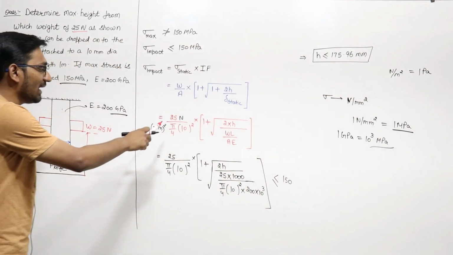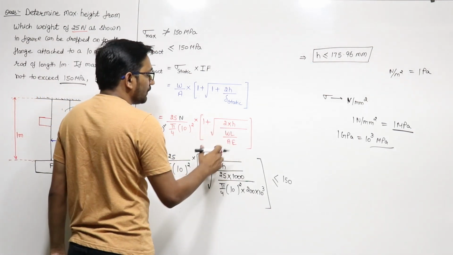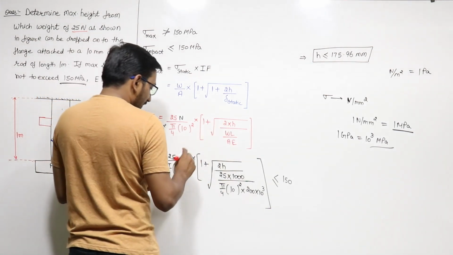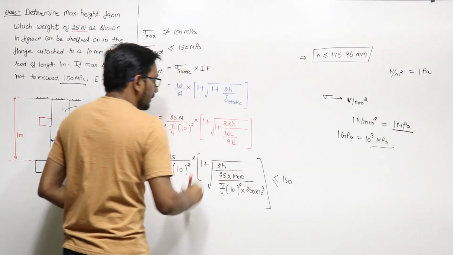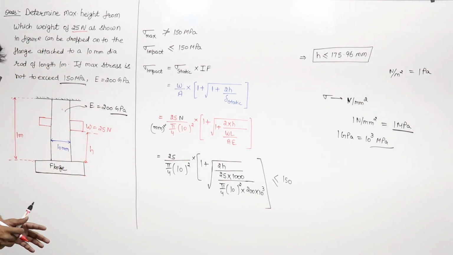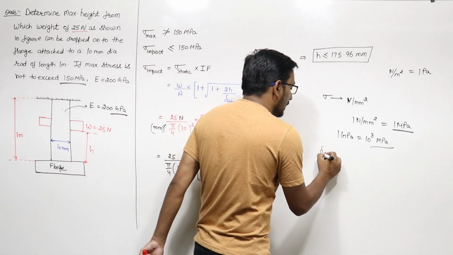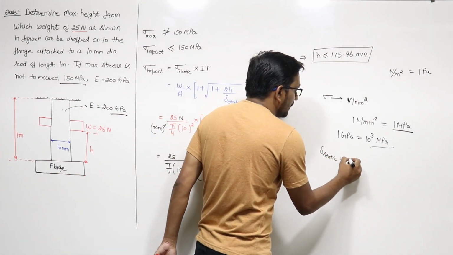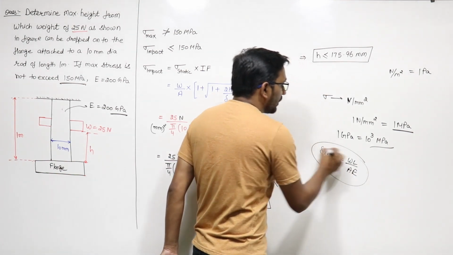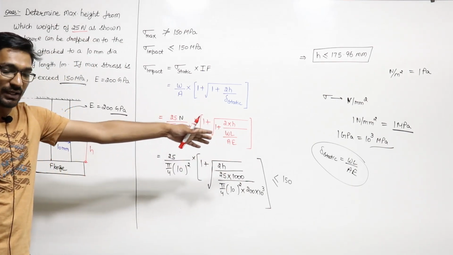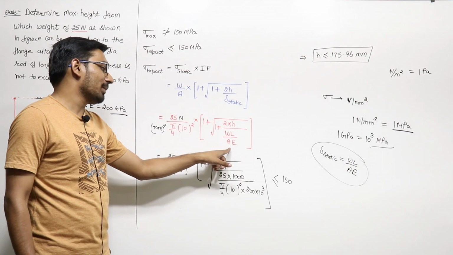So this is 25 upon area, pi by 4 d square, into 1 plus under root 1 plus 2h upon delta static. Delta static, as we know, in case of normal load, the delta static will be load into length upon area into Young's modulus of elasticity. This we saw earlier, right? So this is 2h upon delta static, that is WL upon AE.